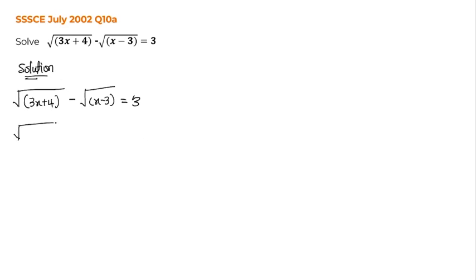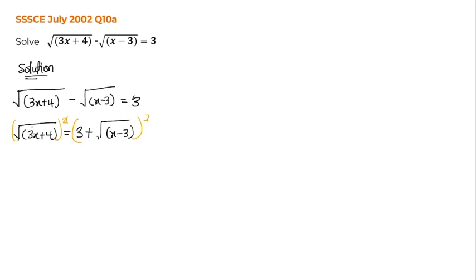So I maintain my root 3x plus 4 here. That will be equal to the 3 over here plus this side of the equation, which is now root x minus 3. So from here, I can proceed to square both sides. So I square both sides of the equation.